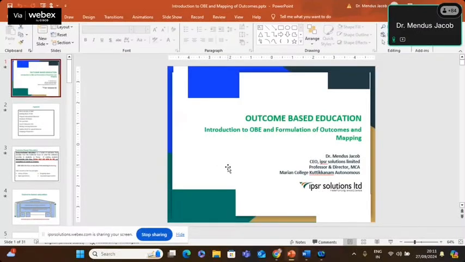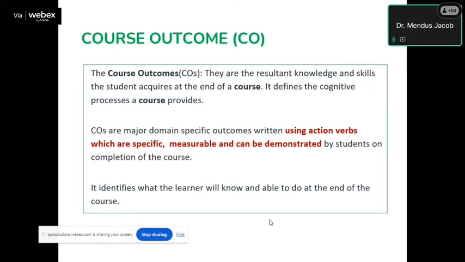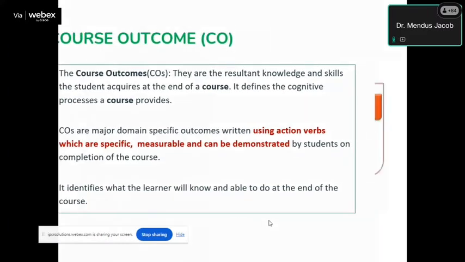So we will just start with the course outcomes. COs are major domain-specific outcomes written using action verbs. That is very important. When we write a CO, we should use an action verb from the Bloom's taxonomy levels, which are specific, measurable, and can be demonstrated by students on completion of the course. So that is how we design the COs.